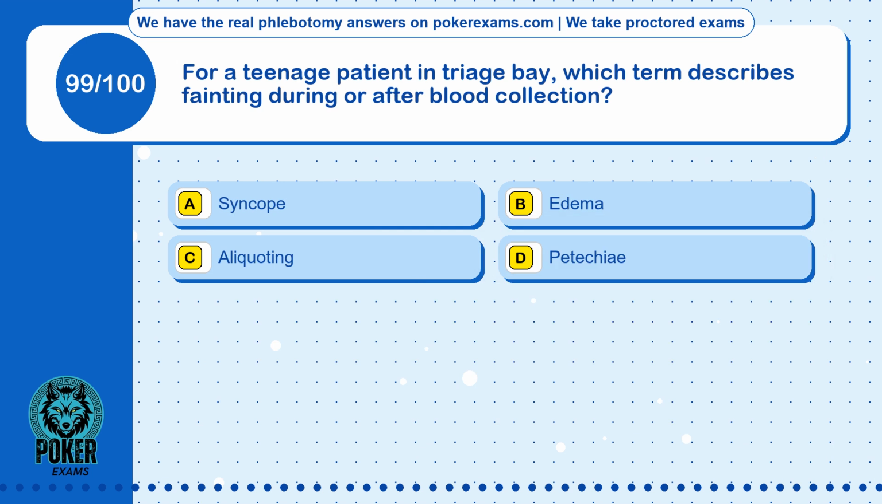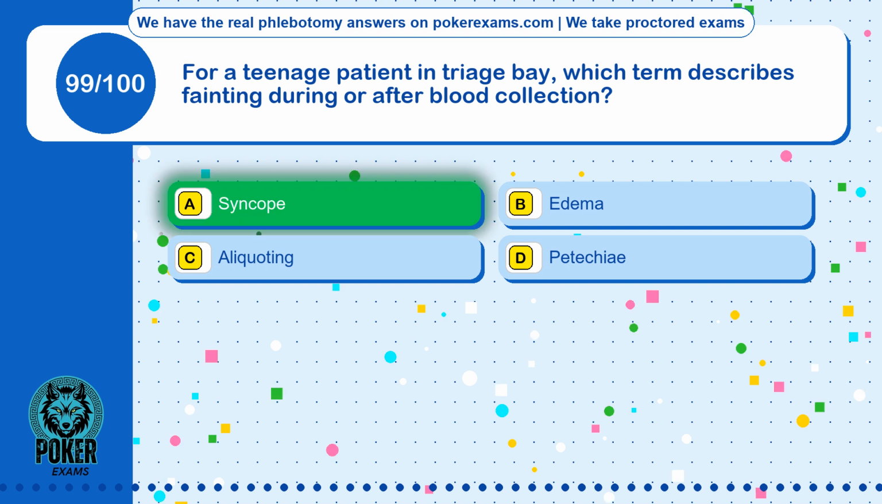Question 99. For a teenage patient in triage bay, which term describes fainting during or after blood collection? Option A, syncope. Option B, edema. Option C, aliquoting. Option D, petechiae.